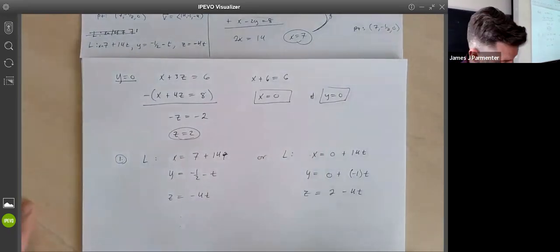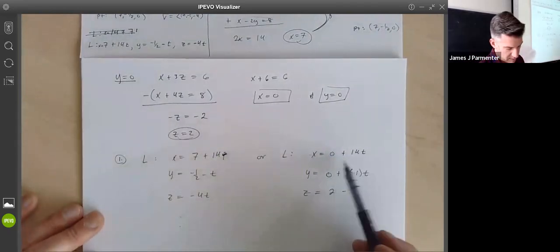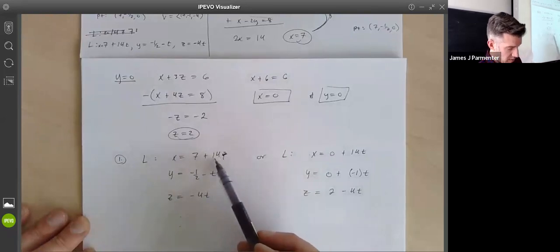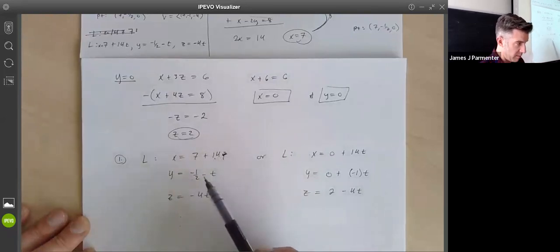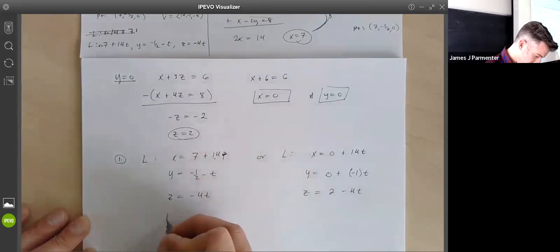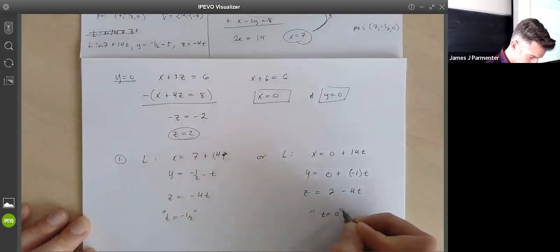And you can see here, if I set t equal to -1/2, I get the initial point, right? If I set t equal to -1/2, I get 7 minus 7, which is 0. And I get -1/2 minus -1/2, which is 0. And I get -4 times -1/2, which is +2. So here, t equal to -1/2 is equivalent to here, t equaling 0.